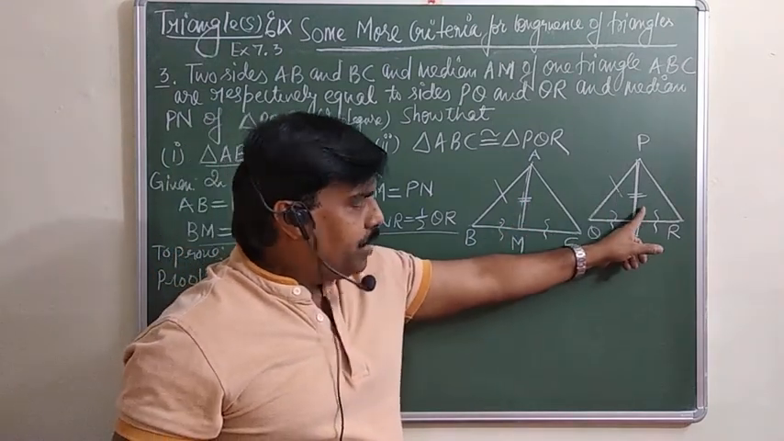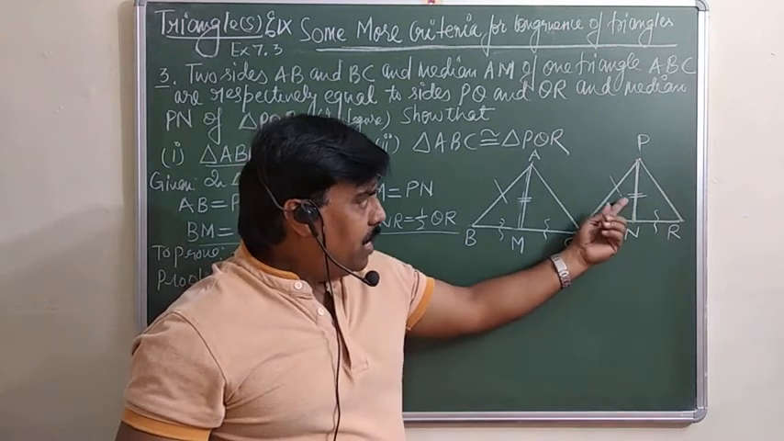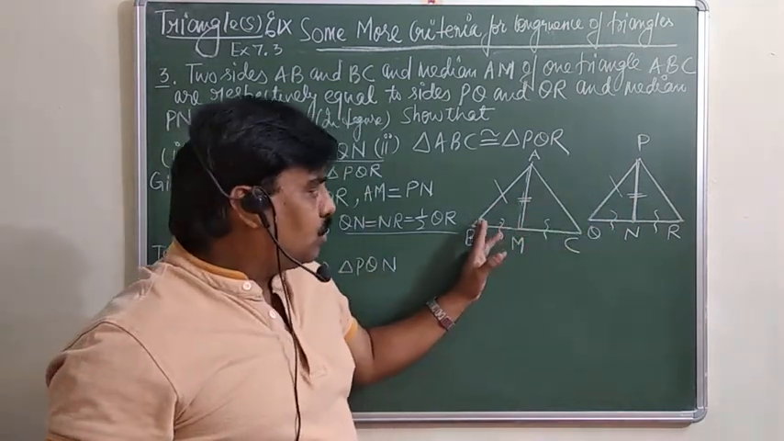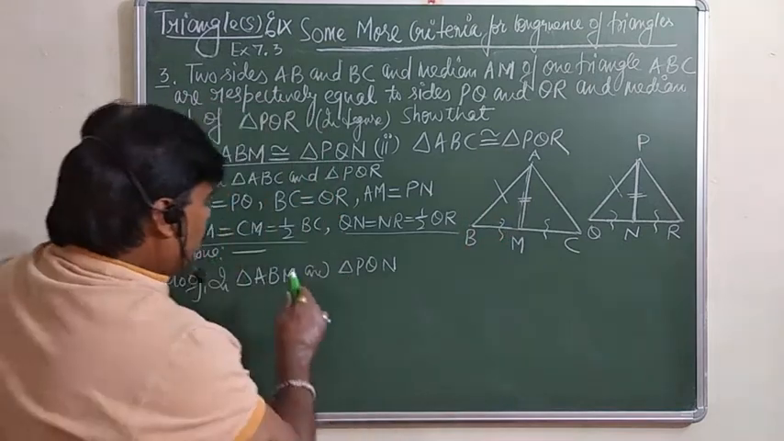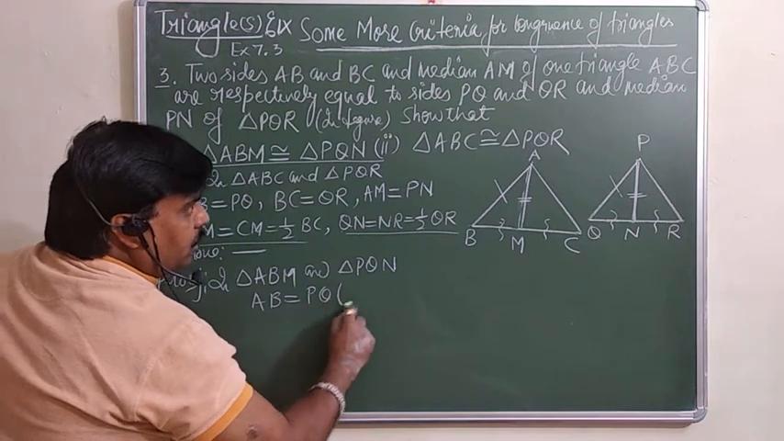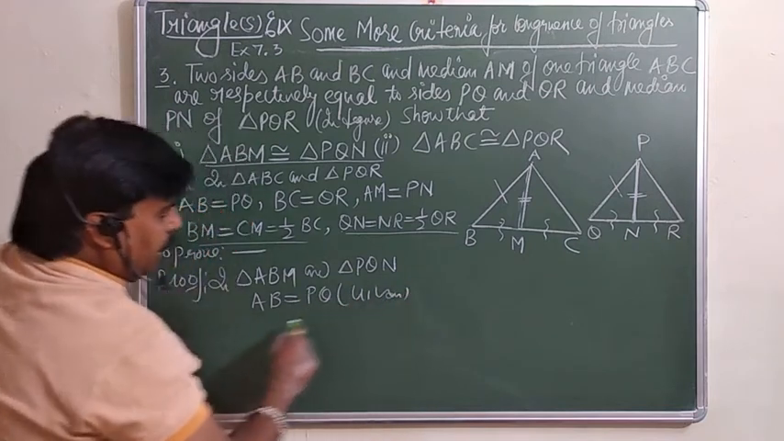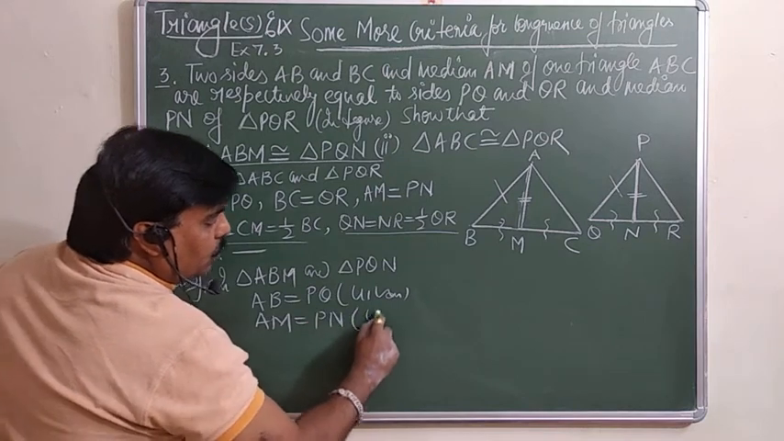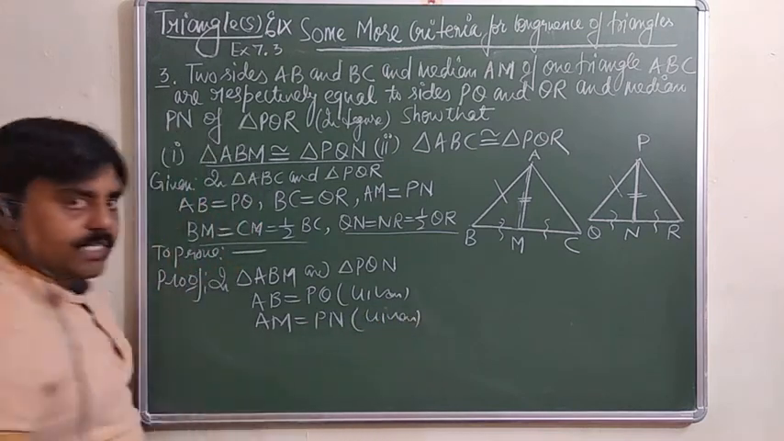AM is equal to PN is also given. It means we have two sides already given equal in these two triangles. This means either we are supposed to find one angle or one more side. So look, here AB is equal to PQ is already given. AM is equal to PN is also given. So the two sides are already given equal.